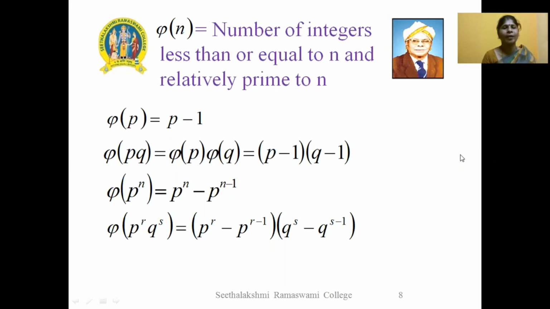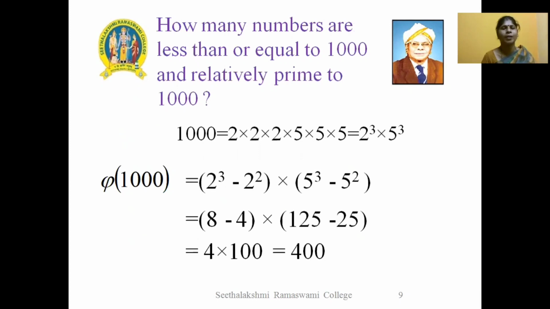Pi of p power n is equal to p power n minus p power n minus 1. Pi of p power r into q power s is equal to p power r minus p power r minus 1, into q power s minus q power s minus 1. Now, we are going to see the application of Euler's pi function.